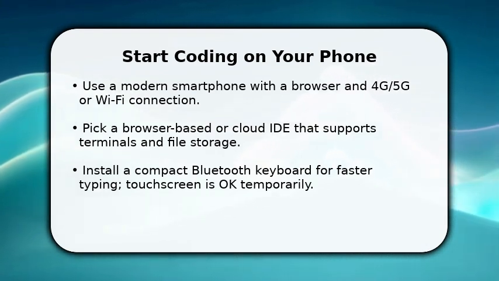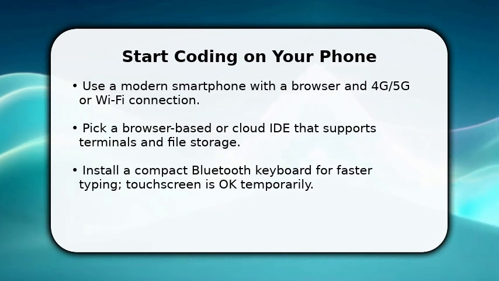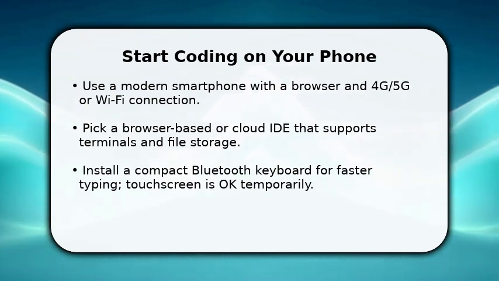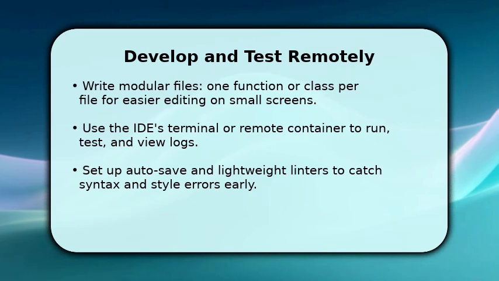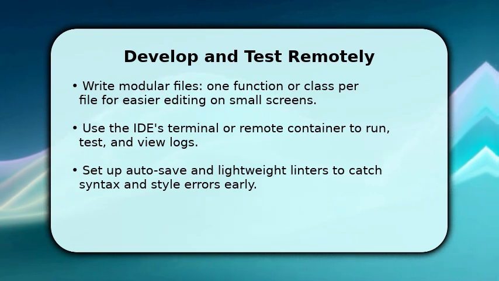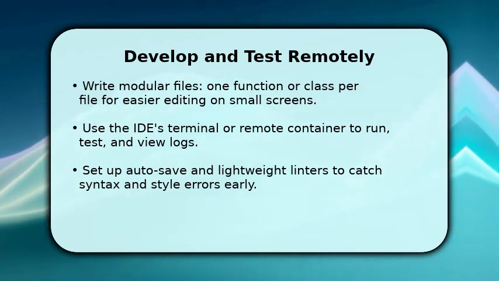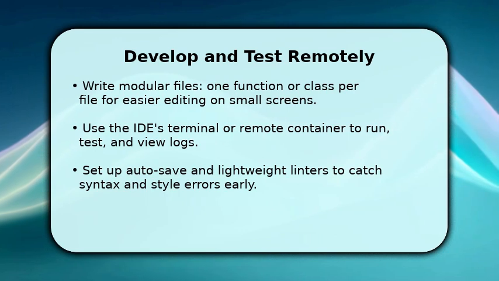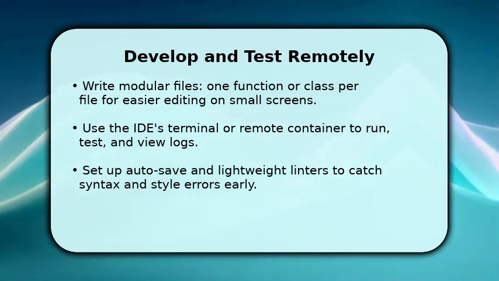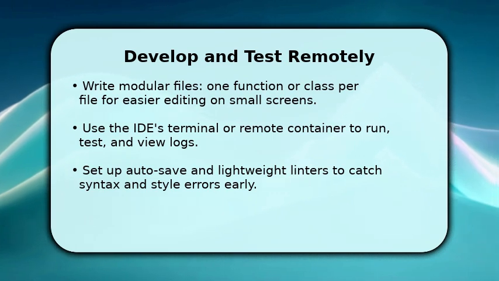This first step gets you past hardware limits and lets you write, run, and save code immediately while keeping your environment consistent across devices. Once the workspace exists, focus on iterative development. Create small, testable files and commit often so you can revert mistakes easily. Use the Cloud IDE terminal or a remote container to install dependencies and run tests. This offloads heavy tasks from your phone.